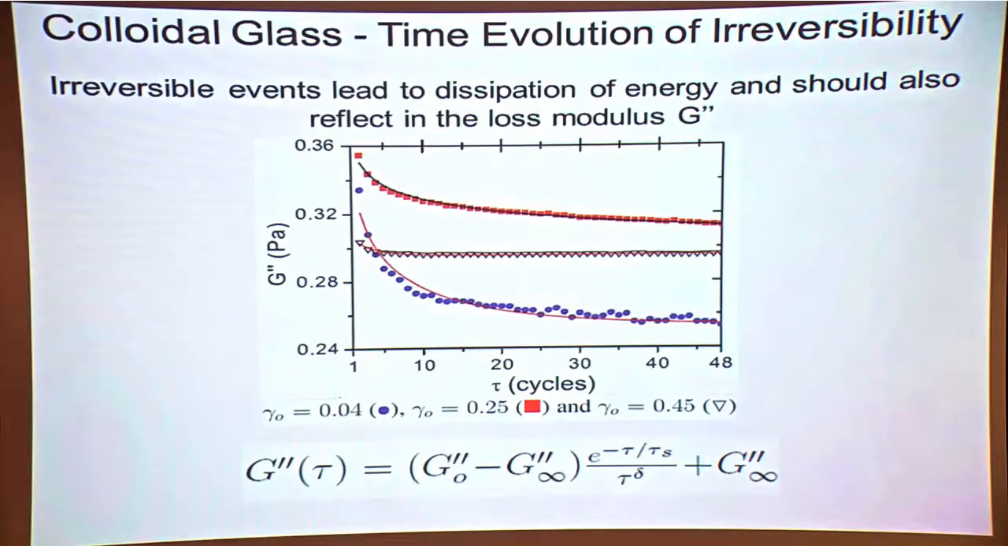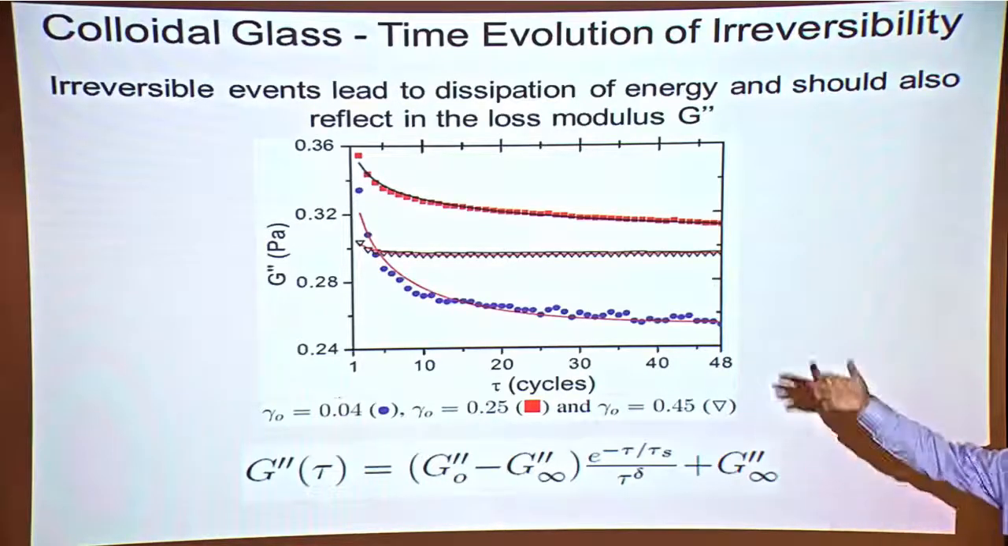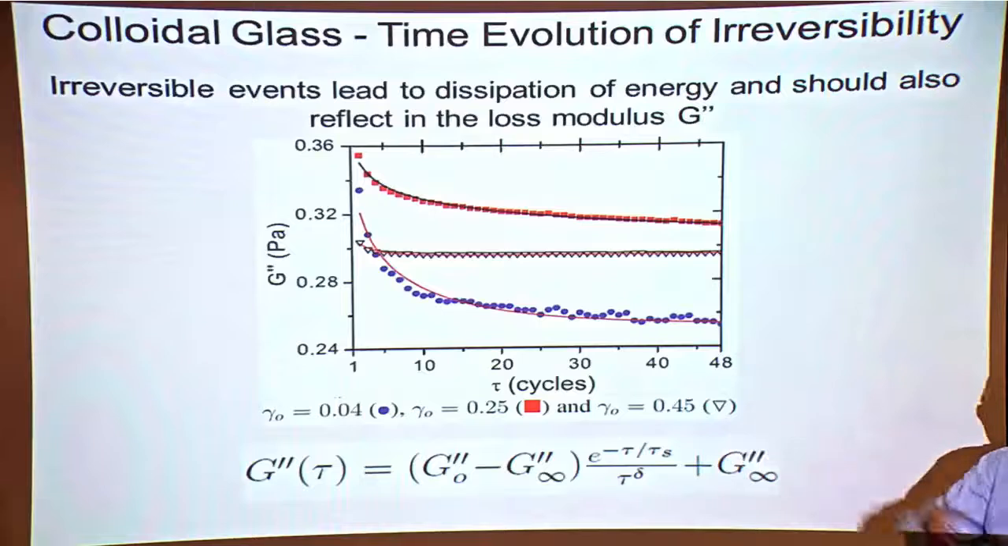So here we are measuring the bulk rheology, G double prime. And G double prime in a rheometer is never done as a function of time. The rheometer waits for whatever time you set it, let's say 5 cycles or 3 cycles or 30 cycles, and it will give you a number which you will plot. Here we are plotting G double prime after every cycle, and you can see that there are three values, 0.04, 0.25, and then 0.45.